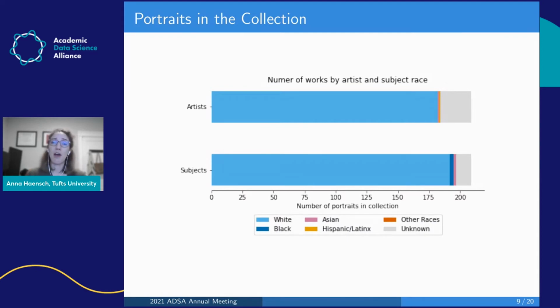Similarly, if we look at the artist and subject race, we see that overwhelmingly both artists and subjects are white, with just a tiny smattering of other races present. So this collection is incredibly homogeneous in terms of race.